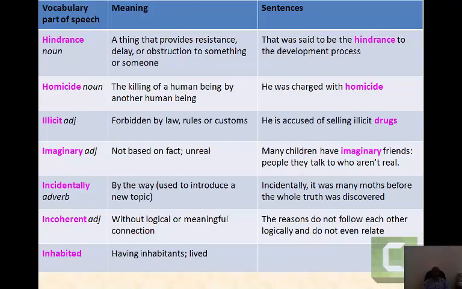Incidentally. This means by the way, and it is used to introduce a new topic. Example, incidentally, it was many months before the whole truth was discovered. Incoherent, adjective. This means without logical or meaningful connection. Example, the reasons do not follow each other logically and do not even relate. Inhabited. This means having inhabitants or lived in.